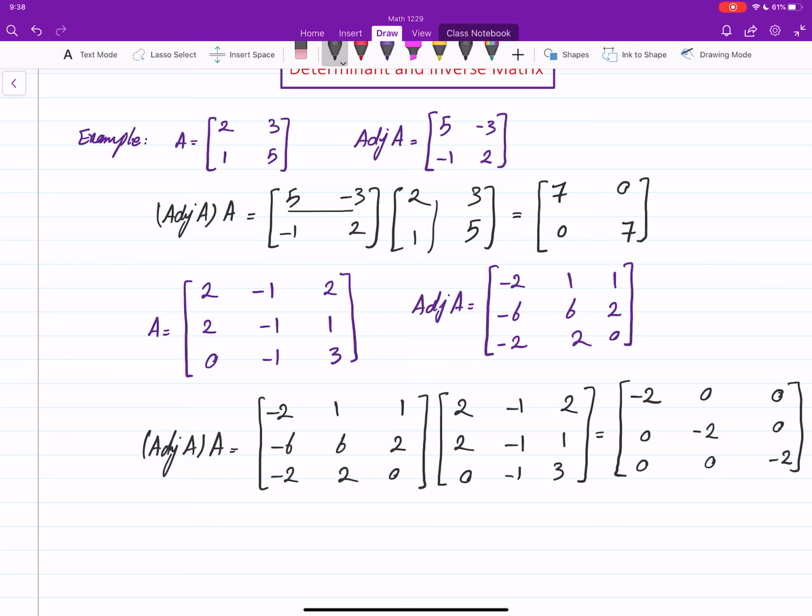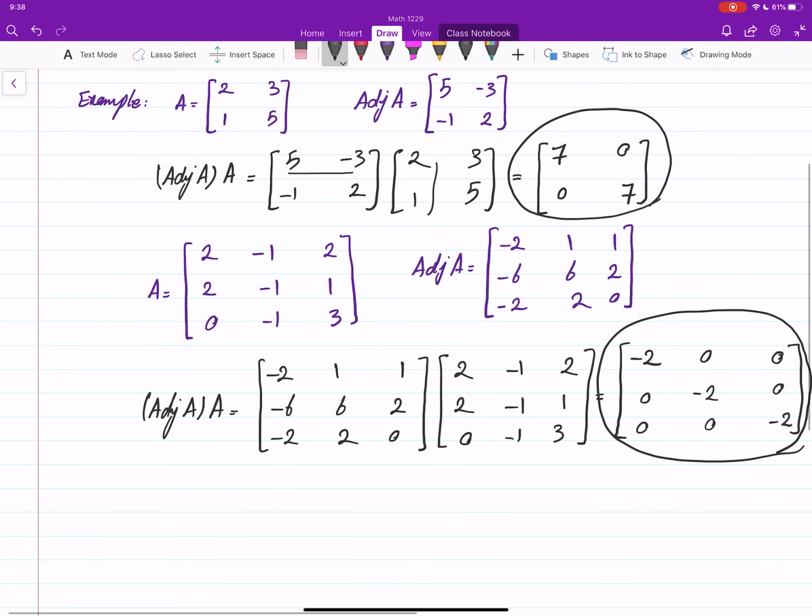You continue this. And as you can see in these two examples, if I multiply the adjoint of A to A itself, we always get a multiple of the identity. Here this number is 7 times identity. Here what we have is negative 2 times identity.